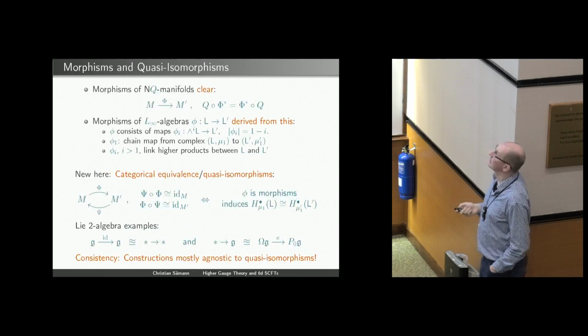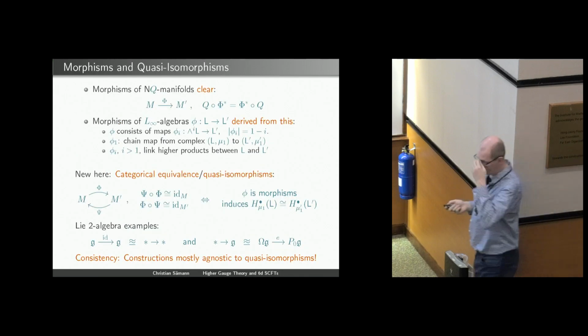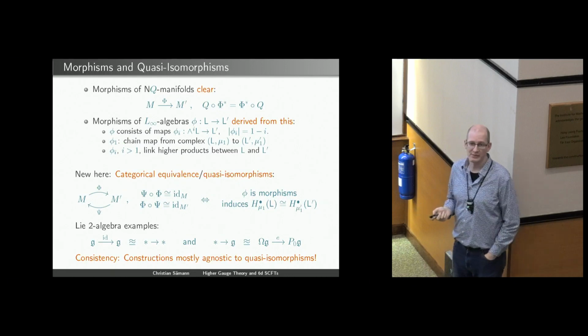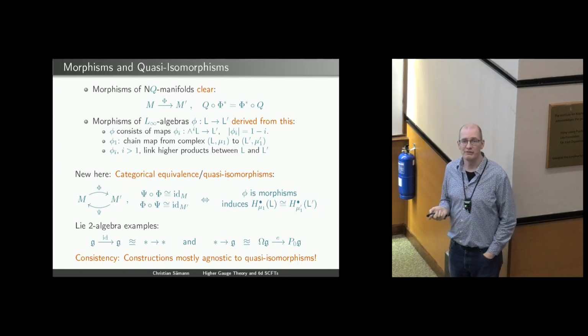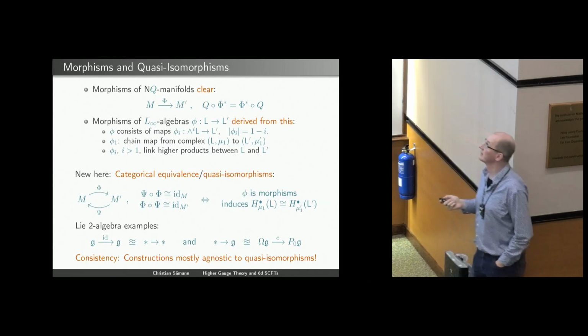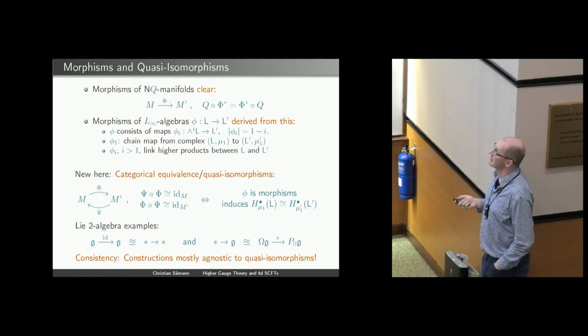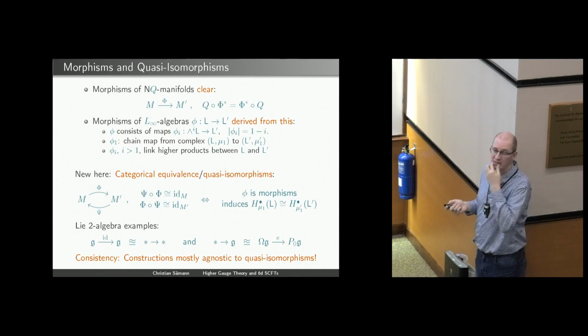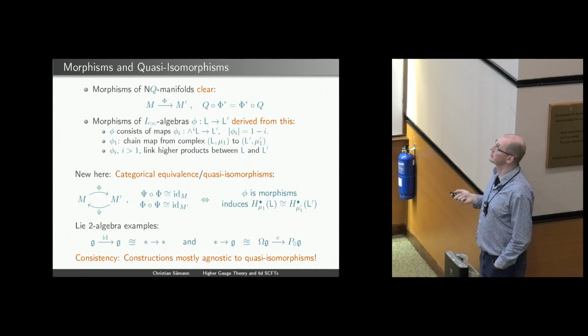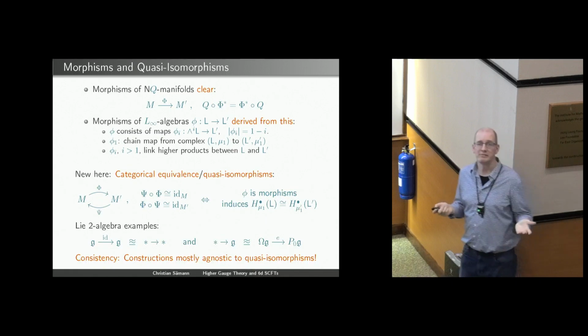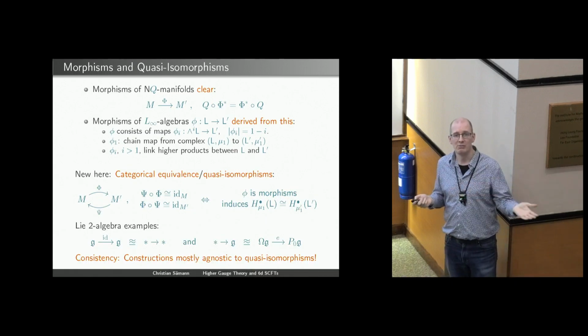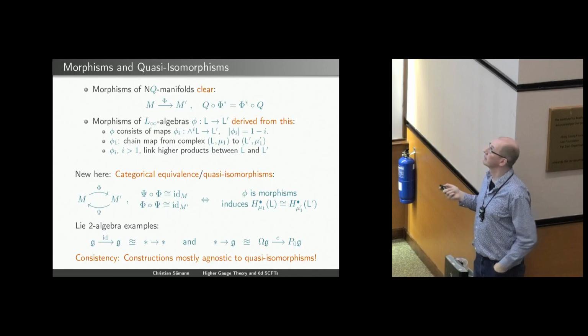Now an important thing, and this is something new that happens in L-infinity algebras over Lie algebras, is the structure of morphisms. Let me stress this here, because that will be an important mathematical consistency check in all the constructions of higher gauge theory and so on. The morphisms of NQ manifolds are in principle clear because they're just graded manifolds. You know how to describe morphisms of graded manifolds. That's nothing particularly spectacular.